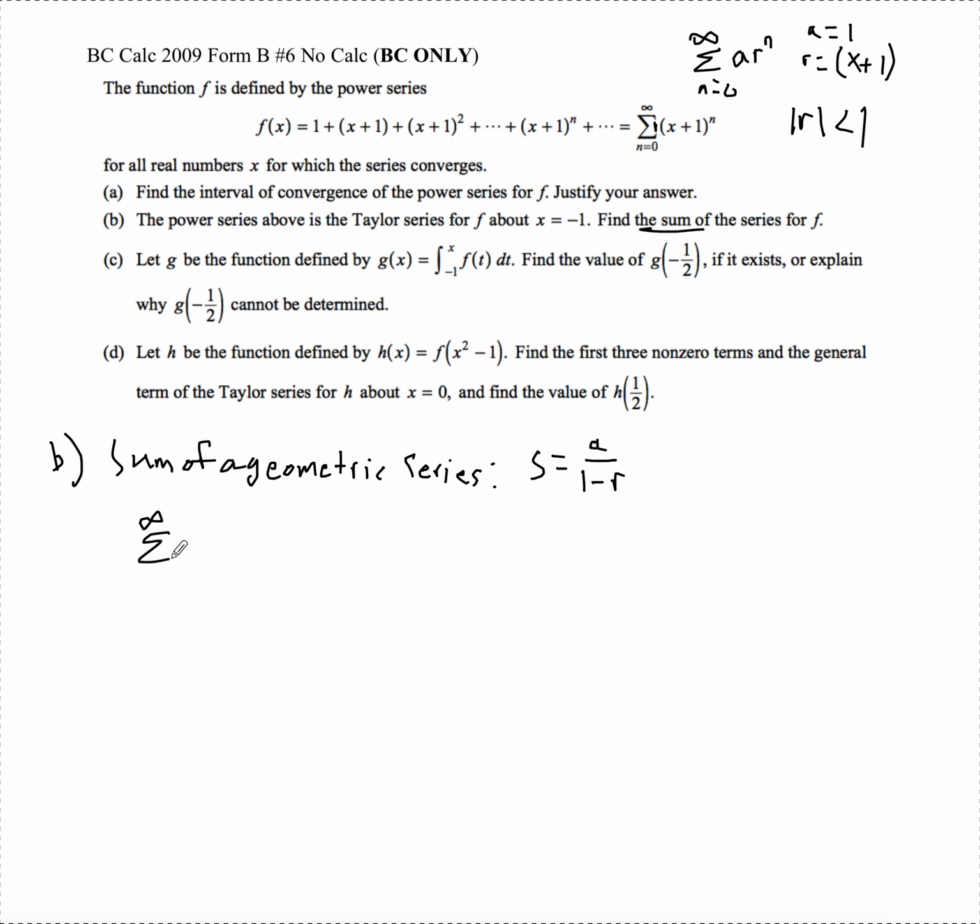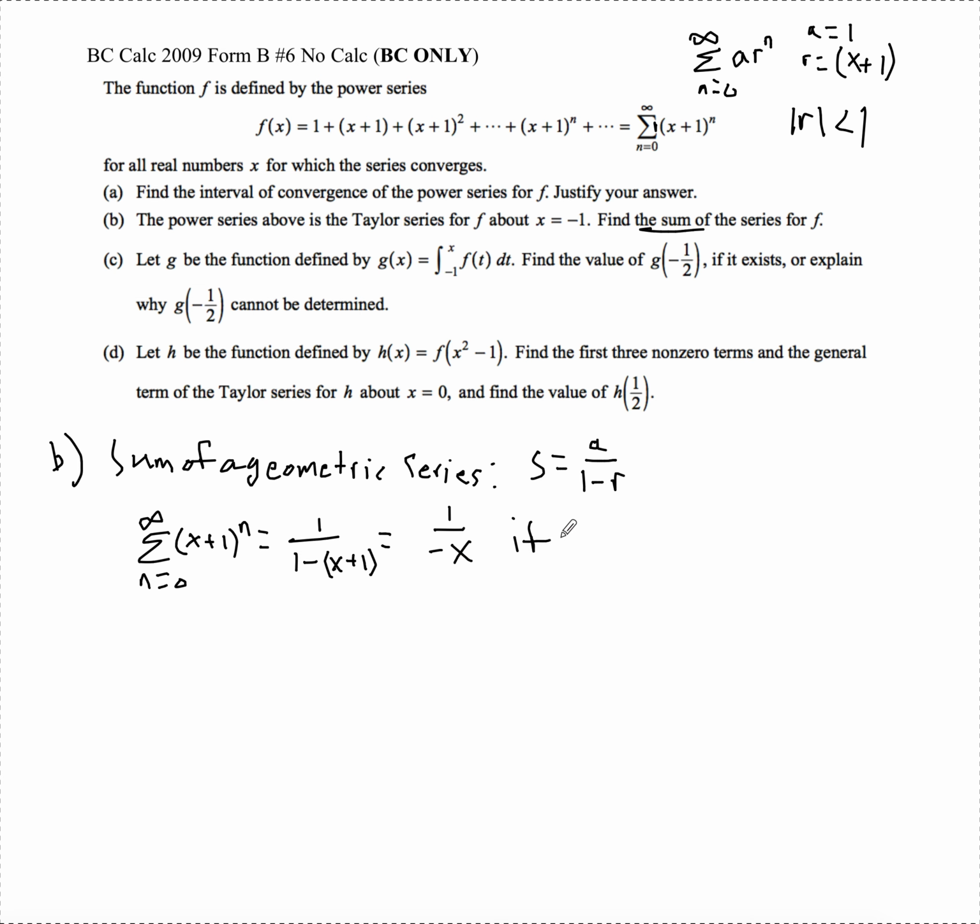The sum from n equals 0 to infinity of (x plus 1) to the n. I know this is geometric. The initial term is 1 over 1 minus r, but r is whatever is in the parentheses to the n. So it's really 1 minus (x plus 1). I could actually leave it like that if I wanted to, but I can simplify that to 1 over 1 minus 1 will go away, so I get negative x. And there we go. There is my sum.